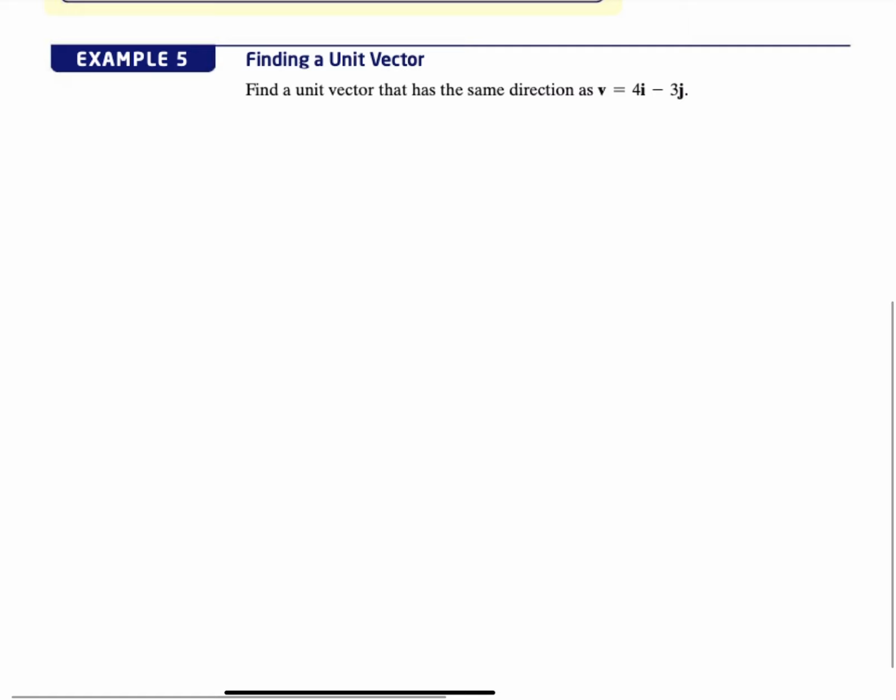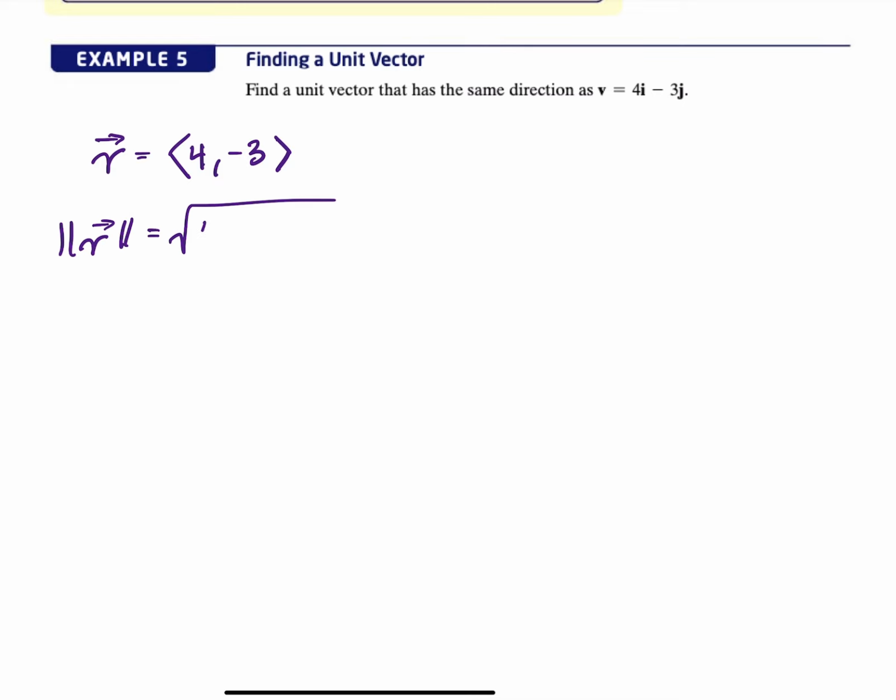We want to find a unit vector that has the same direction as vector v, which is 4, comma negative 3, or 4i minus 3j. So first let's find the magnitude of our vector. This would be the square root of 4 squared plus negative 3 squared, which will be the square root of 16 plus 9, which is root 25, which will reduce just to 5.